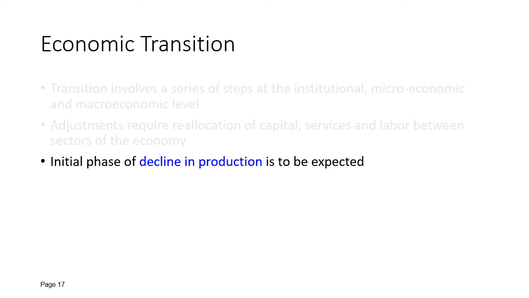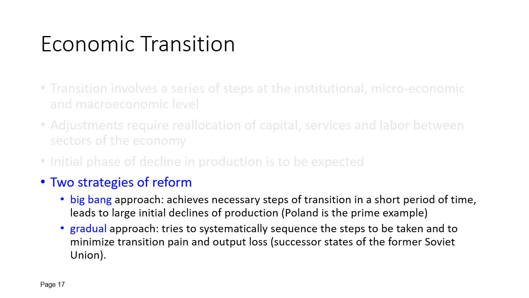Obviously, when you're doing these changes, you can expect that production is going to actually decline. So it's not something that's going to be immediately successful. You need to think about this long term. And there are some negatives that occur initially. There are two approaches you can take. You can take the Big Bang approach or you can take the gradual approach.